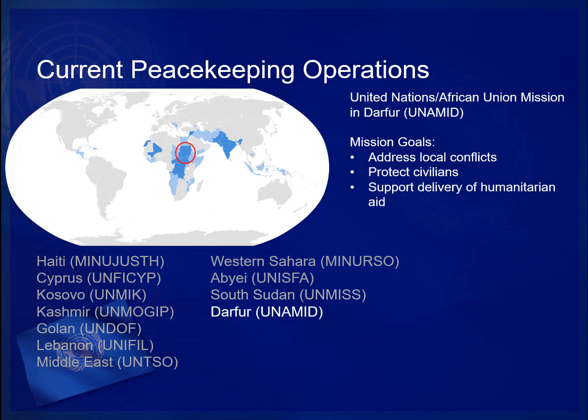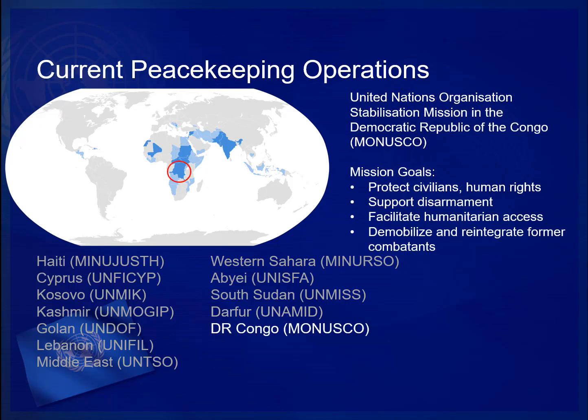The UN peacekeeping mission in Darfur in Sudan is intended to address local conflicts, protect civilians, and support delivery of humanitarian assistance in the region. In the Democratic Republic of the Congo, UN peacekeepers are charged with protection of civilians, protection of human rights, disarmament, facilitation of humanitarian access, and demobilization and reintegration of former combatants into society.